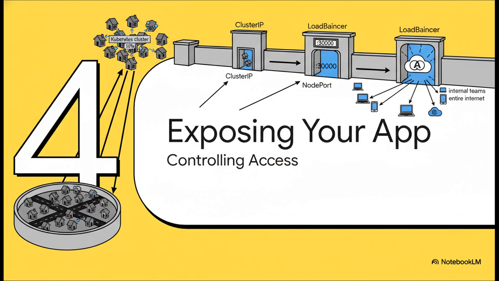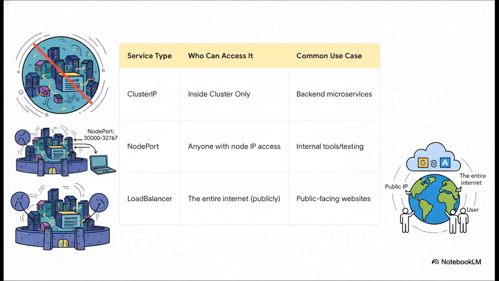All right, so we've got this stable address for our app inside the cluster. That's great. But what about the outside world? How do we control who can access it? What if we need to open it up to our internal teams or the whole internet? Well, this is where service types come in. Kubernetes gives you a few different flavors depending on what you need. ClusterIP is the default, and it keeps things locked down inside the cluster, perfect for backend services talking to each other. NodePort is useful for internal tools. And then there's LoadBalancer, which is for when you're ready to go public.